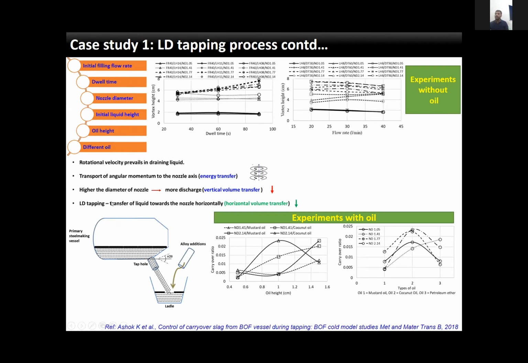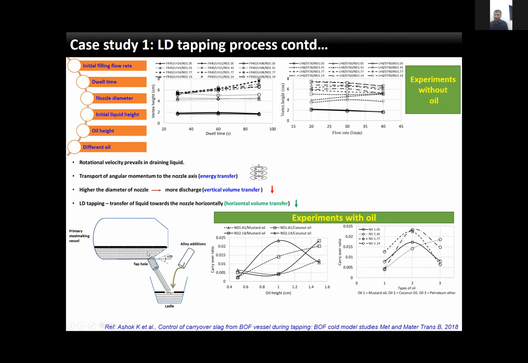Apart from that, when the nozzle diameter increases, more discharge is happening, so the volume is getting transferred. So there are two things happening. Energy transfer, where an angular momentum prevails in the liquid, and volume transfer. The whole volume is getting transferred, so the liquid height is decreasing. These are the only two things happening in the teeming process. There is one additional thing happening, which is a horizontal volume transfer.